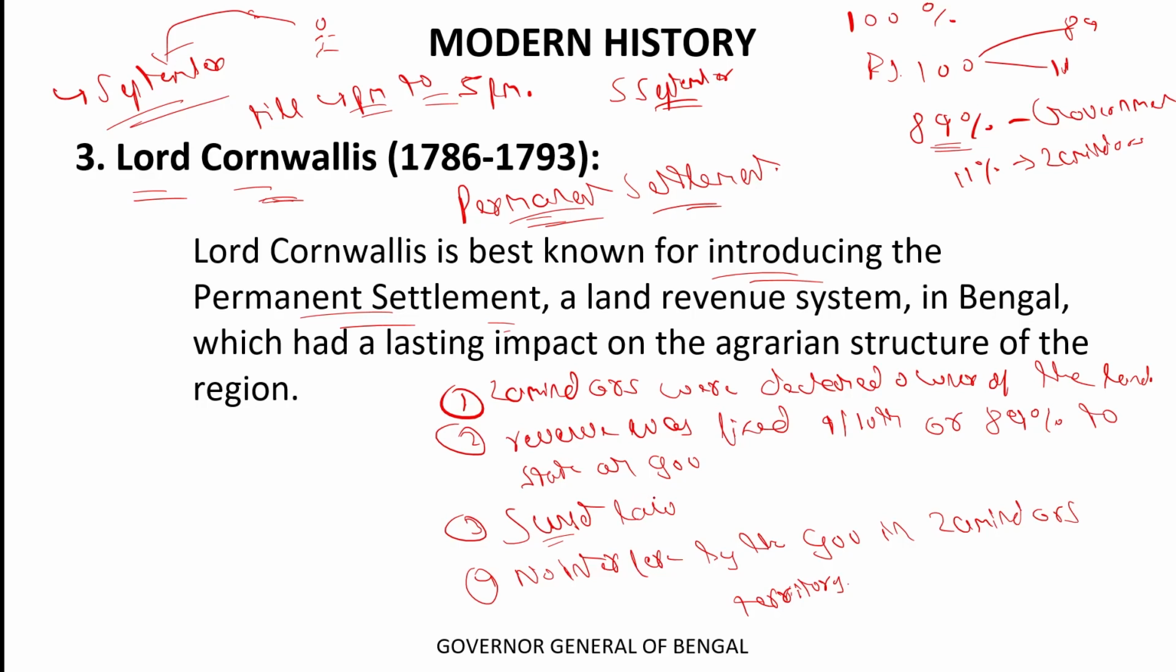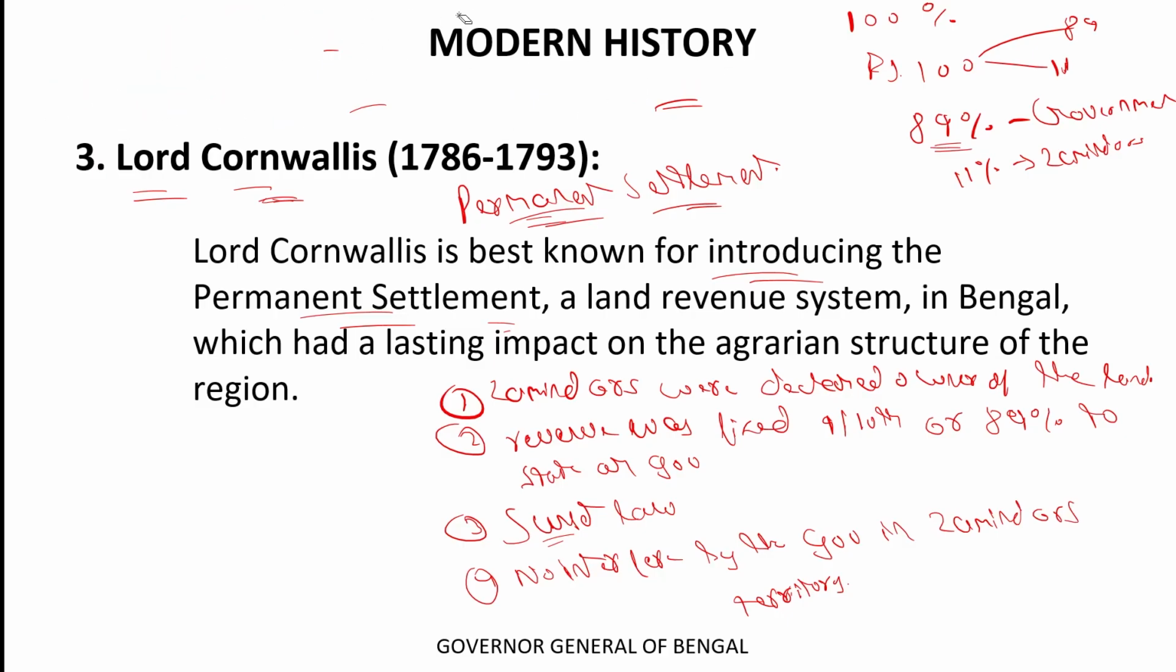If the zamindar failed to submit the fixed revenue percentage to the government before the sunset of that particular date, then on the next day his property would be auctioned as a fine to recover the money. The fourth one is that no interference would be made by the government in the zamindar's territory. If the zamindar had 400 villages, how he maintained the judiciary, administration and revenue of that area was of no concern to the government.